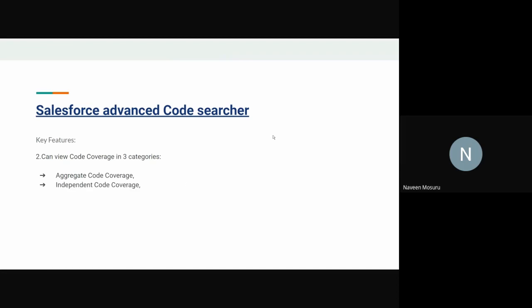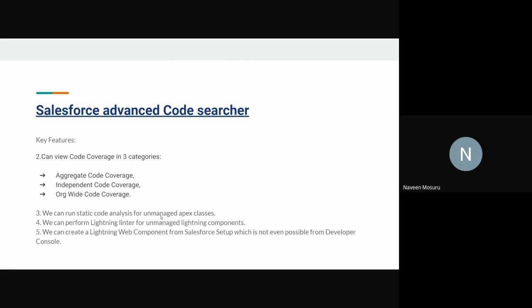Along with that, we have seen how we can see the code coverage in 3 different categories. Also, we have seen that we can run static code analysis for unmanaged packages, similar to Lightning component and Lightning Web component. And I have shown you, right? We can create a Lightning Web Component from this extension, which is not even provided by developer console.